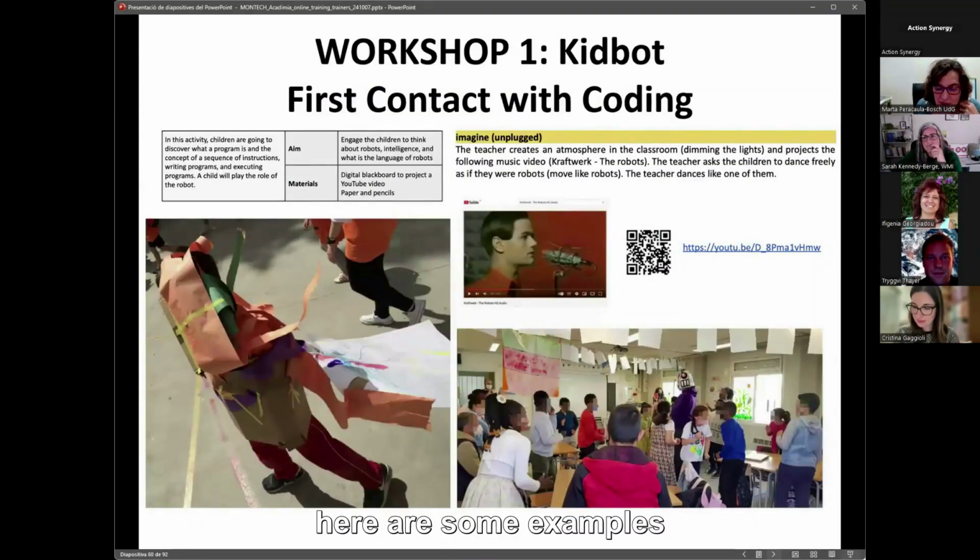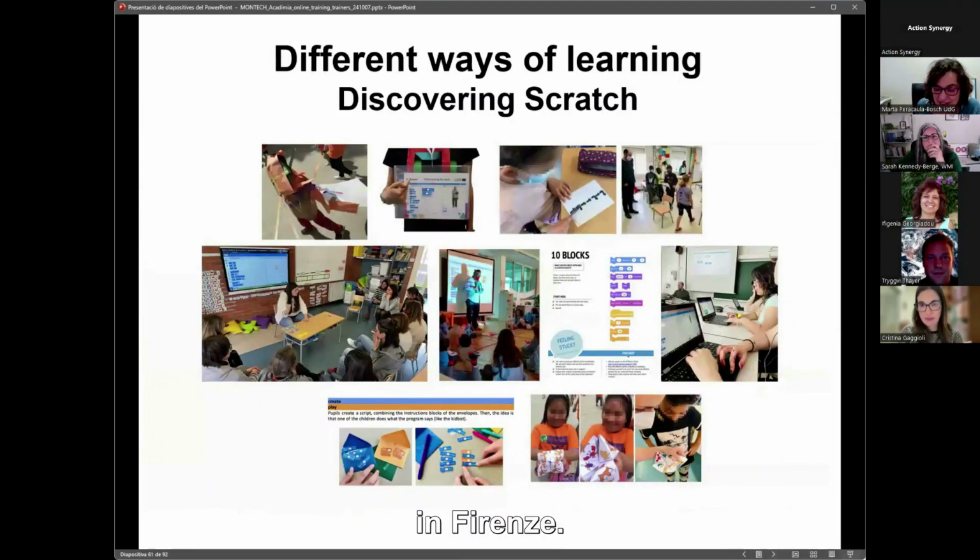Here are some examples of workshops, but we are in the last 5 minutes, so we don't want to extend too much. You'll see the guide. You can explore the guide, and we will do some of these activities in Firenze.